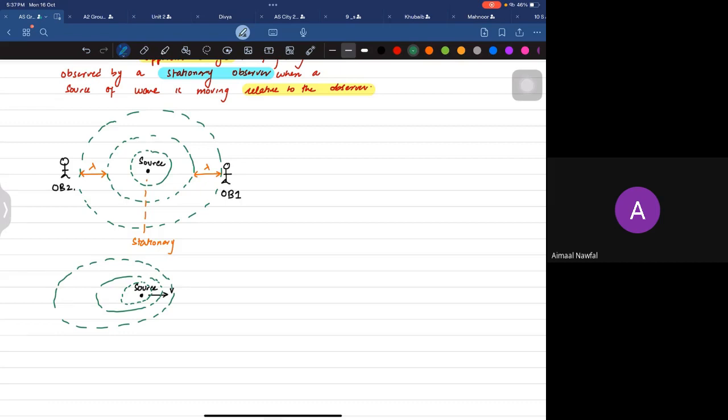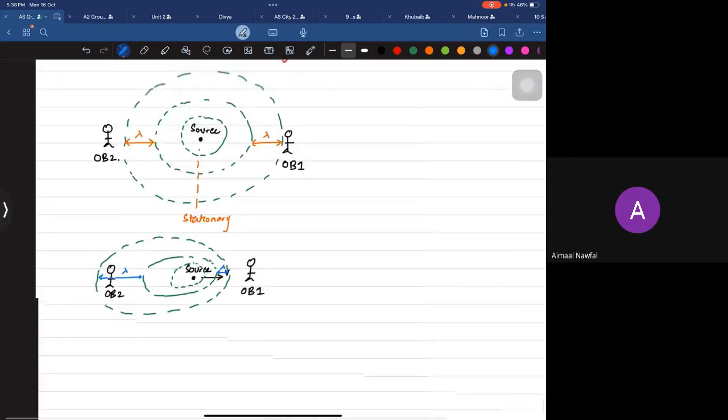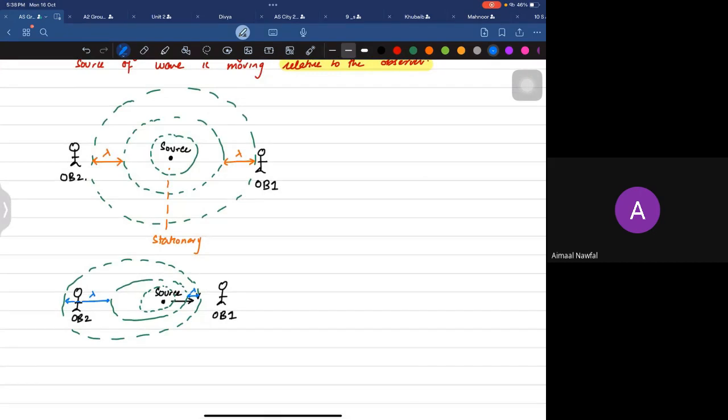Okay. The observer that was right in front, in the direction the source was moving, and the observer that was behind it hear different frequency waves. Why? Because if you notice from the diagram, the wavelength here is shorter, whereas the wavelength that this person is going to observe is longer. Do you guys understand that? Yes.